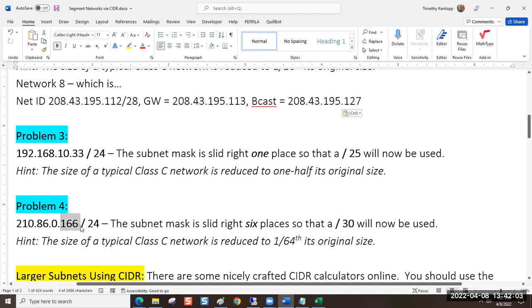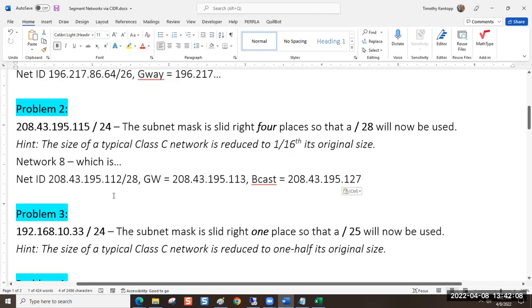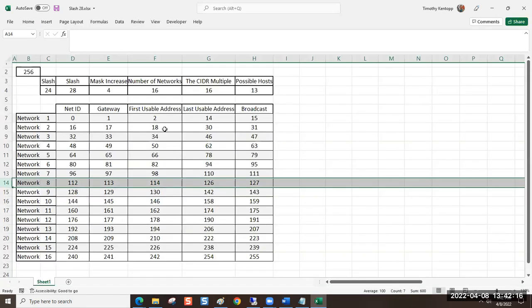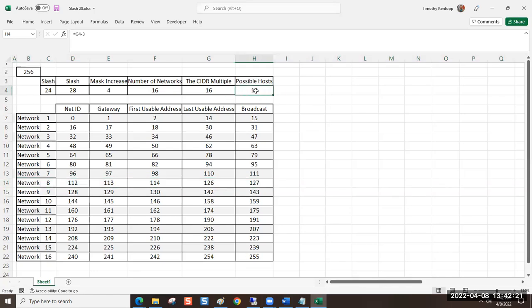Quick question, Professor Kentop. For problem 2, the usable IP addresses would be 13. That is correct. Okay, that's a great question. And how do you confirm that? I use the chart. You can use the chart and say possible hosts supported is 13. You have 16 addresses, but you have to always designate the network ID, the gateway, and the broadcast for each network, which means you have to use 3 addresses out of 16. So the 13 is what's left. That's why I love these charts.